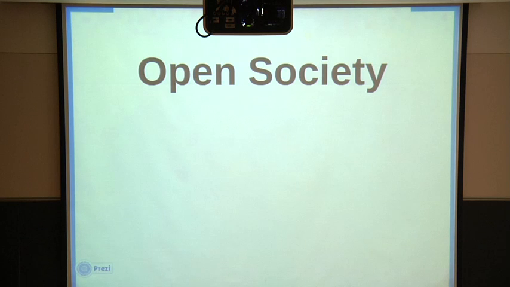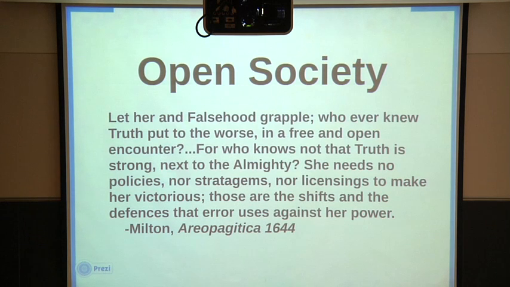So at least up till the 18th century, most countries in the world have explicit censorship rules, explicit prohibitions on publishing. John Milton famously speaking in favor of letting presses publish without government control in his Areopagitica gives a view of toleration and open debate which comes to be dominant in our modern era, which is to say, let truth and falsehood grapple; whoever knew truth to be put to the worse? She needs no policies, nor stratagems, nor licensings to make her victorious.